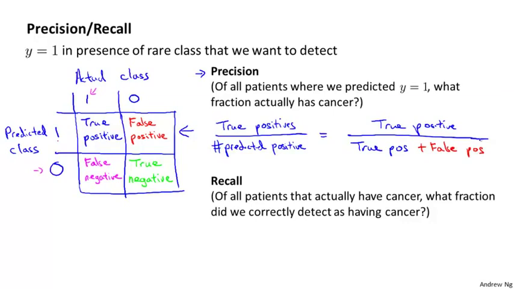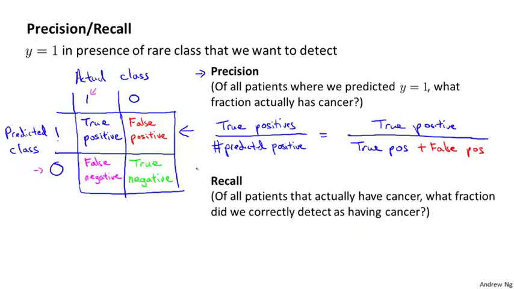So that's called precision, and as you can tell, high precision would be good. That means that of all the patients that we went to and said, we're very sorry, we think you have cancer, high precision means that of that group of patients, most of them we had actually made accurate predictions on, and they do have cancer.